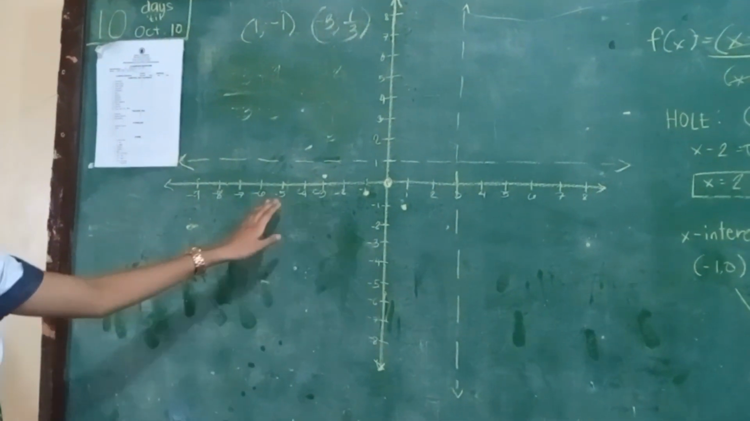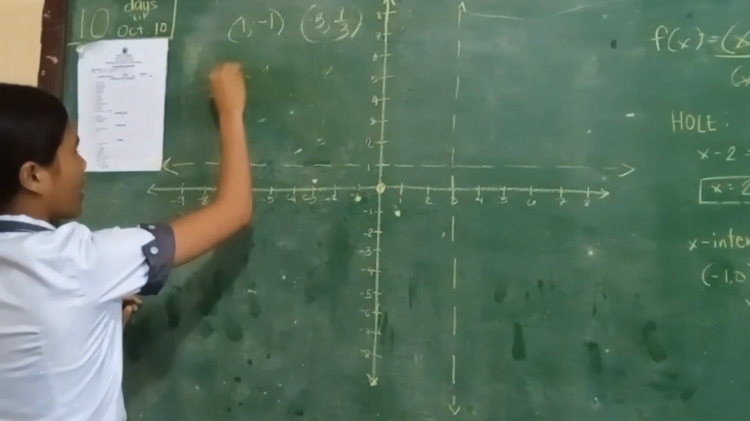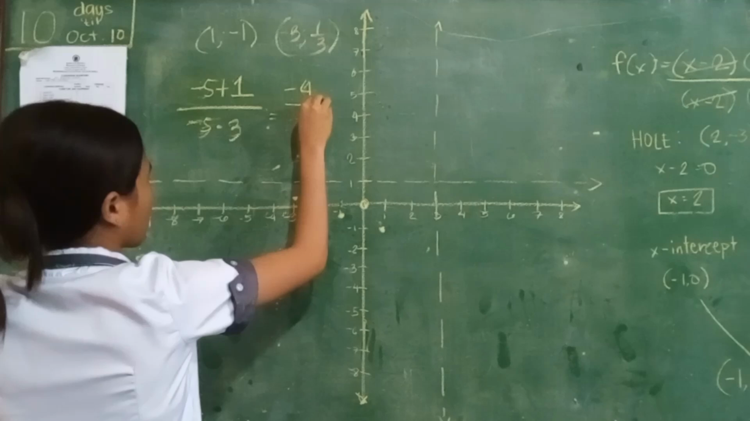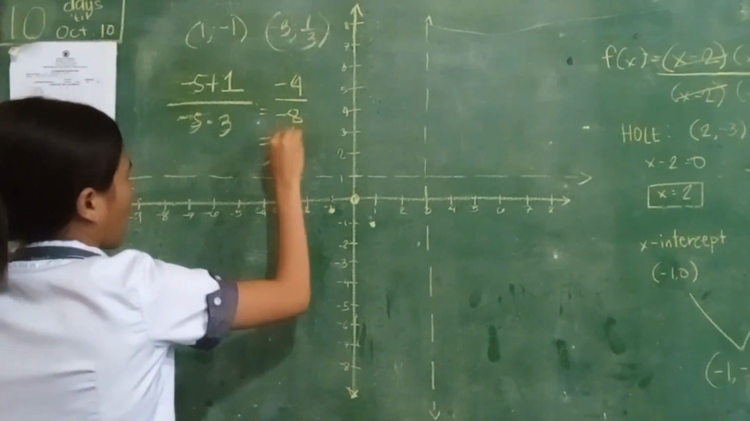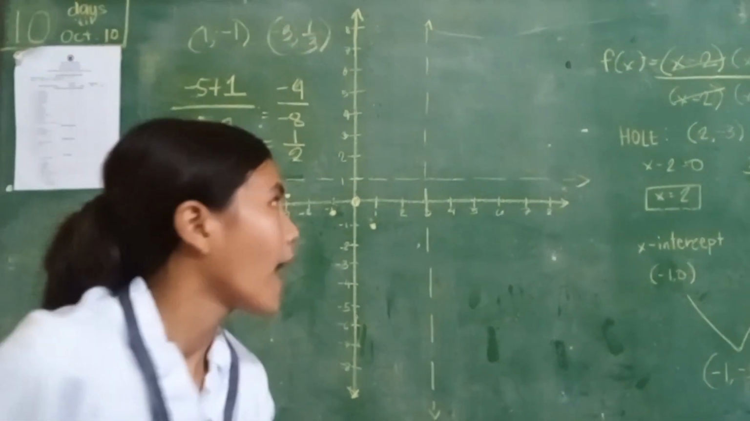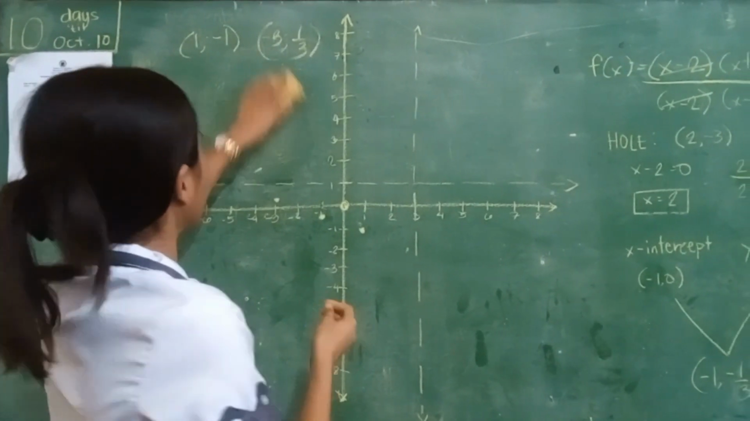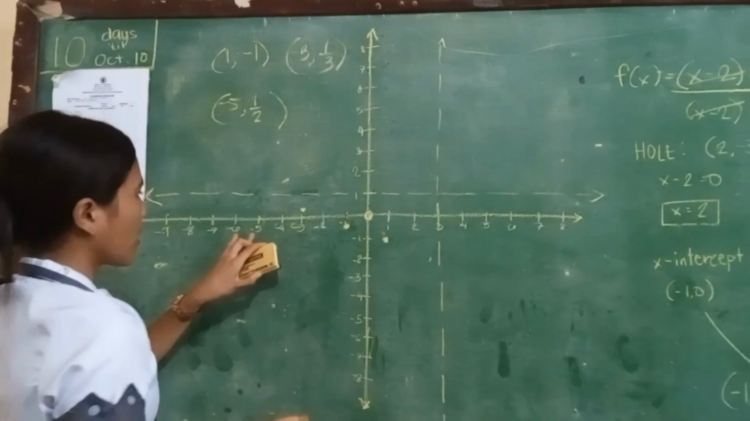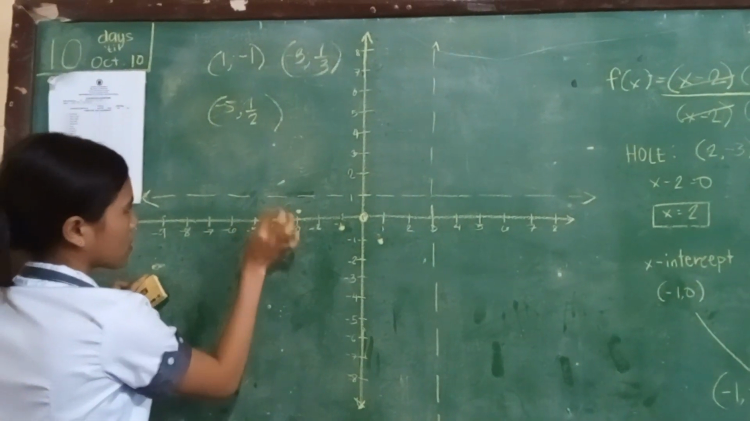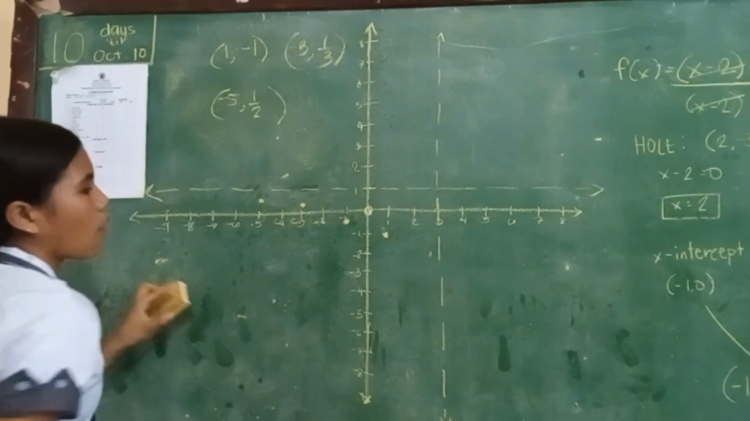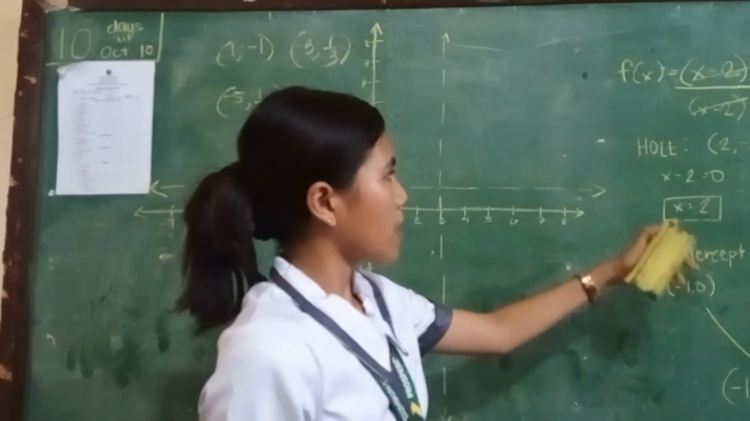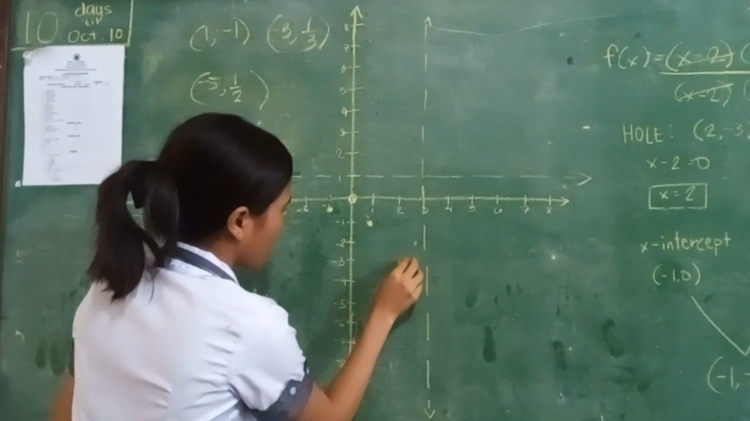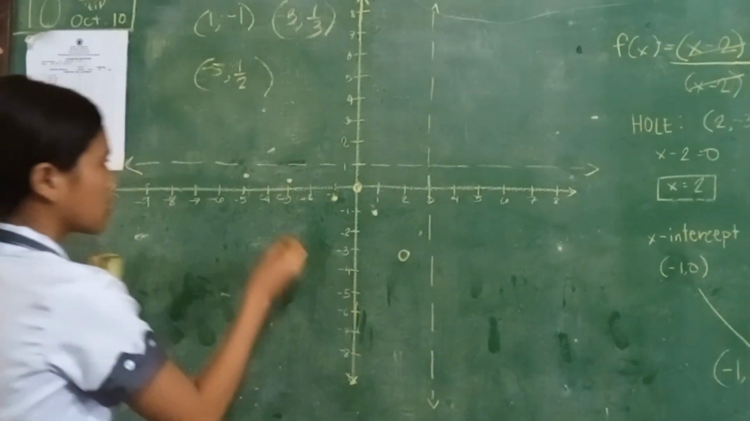What if our x is negative 5? Negative 5 plus 1 all over negative 5 minus 3 is equal to negative 4 over negative 8, or 1/2. So the last point is negative 5 and 1/2, located here. Our hole is 2 and negative 3, located here. Circle it since it looks like a hole.